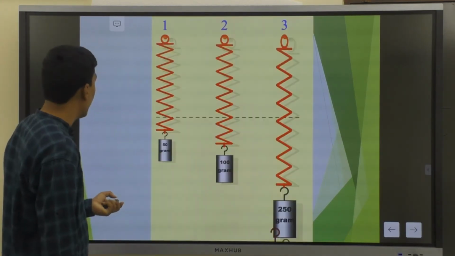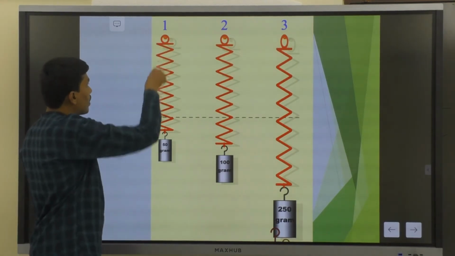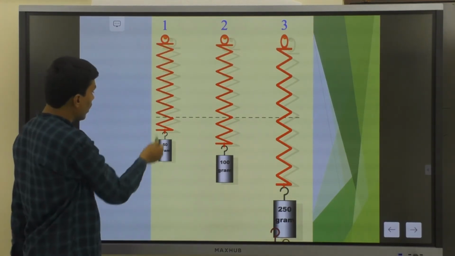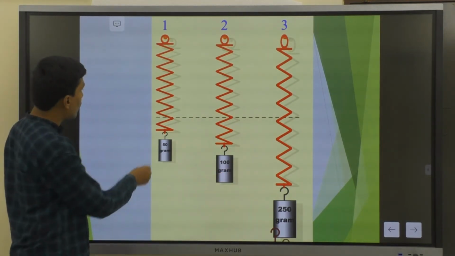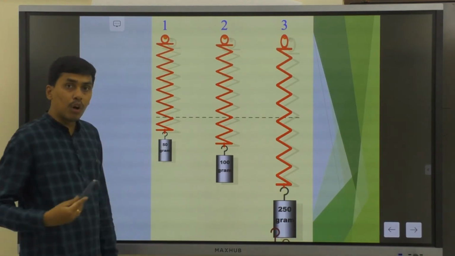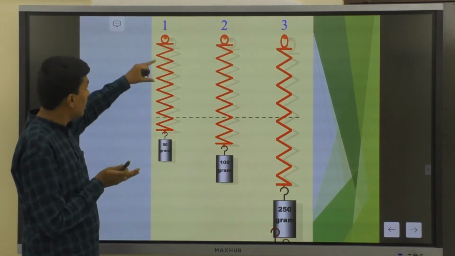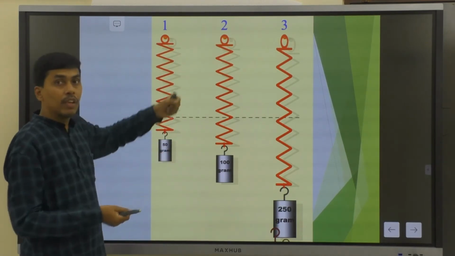You can see here in this diagram, this is like a bond spring. It has 50 gram, 100 gram and 250 gram weights. See the bond length or spring length. When you use a smaller weight, the spring length is shorter. If you increase the weight, the length becomes larger.